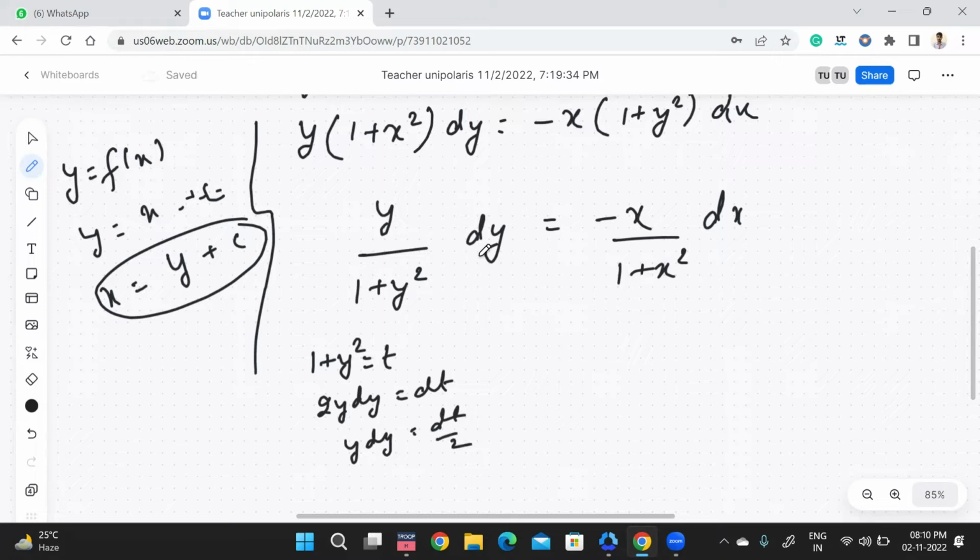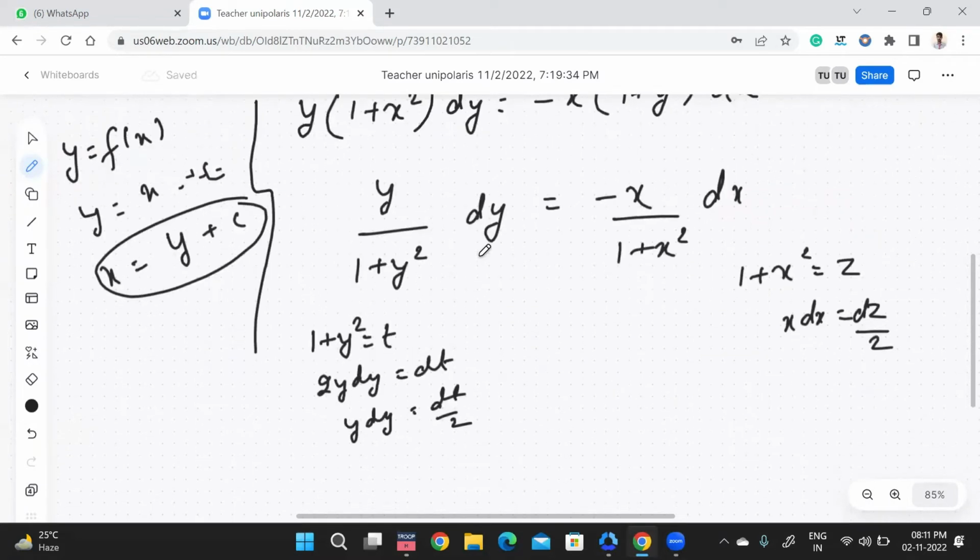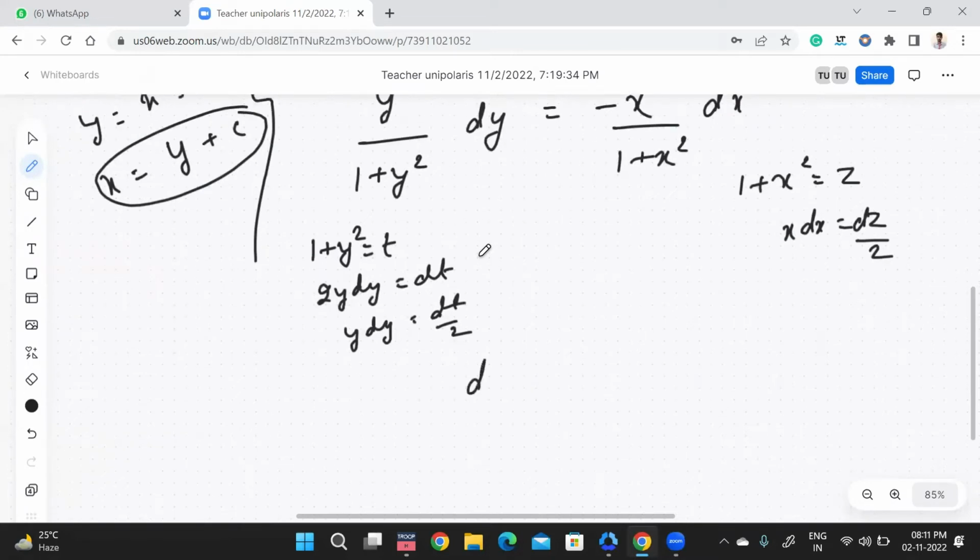So here also we can substitute another variable. 1 plus x square as z. So we get x dx as dz by 2. So we'll put these two values to get dt by 2 and dz by 2. We are going to replace y dy by dt by 2.